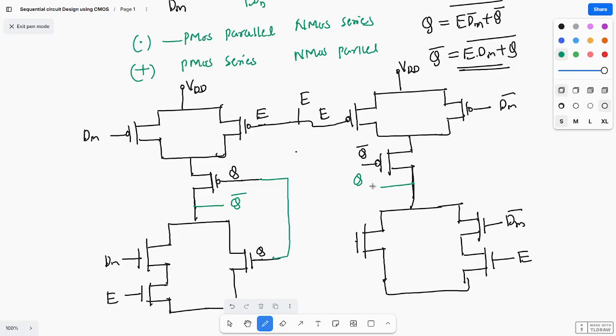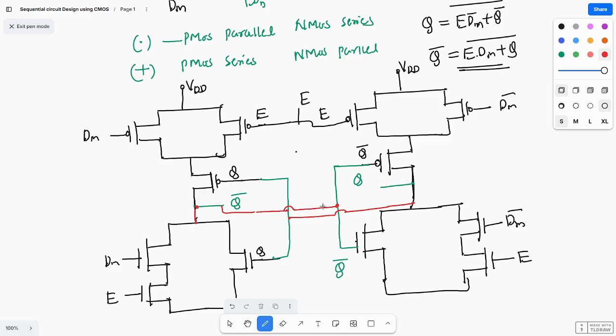Here Q bar and Q bar are connected. This output is connected to this input. Similarly, this input is connected to this output.